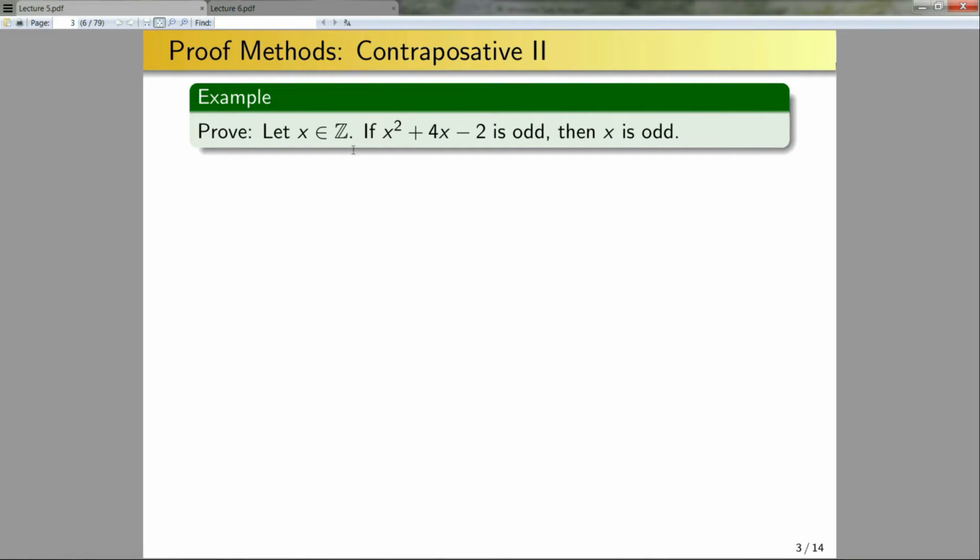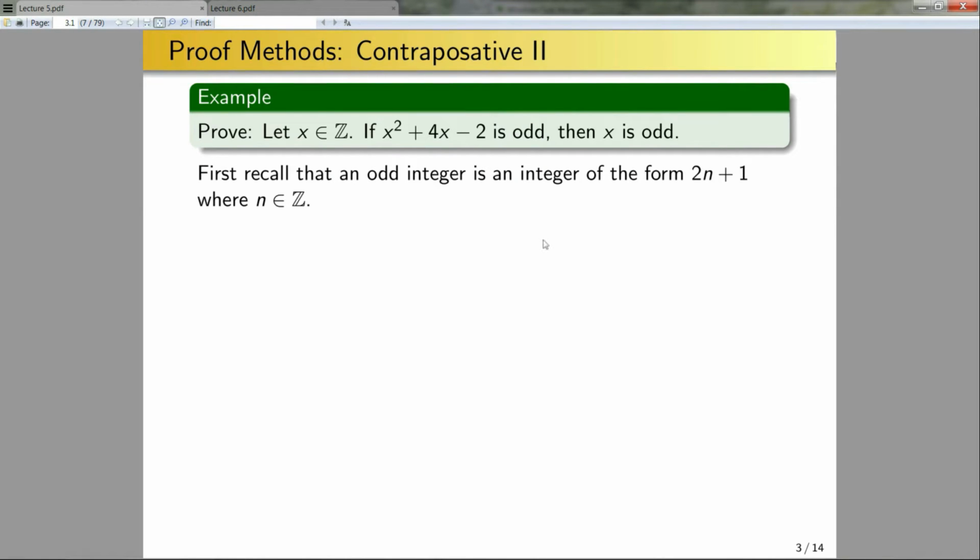Let x be an integer. If x squared plus 4x minus 2 is odd, then x is odd. Before I try to prove this, let's formally define what I mean by odd. You should know, but just for completion, recall that an odd integer is an integer of the form 2n plus 1, where n is an integer. Okay, so let's try to prove this directly.